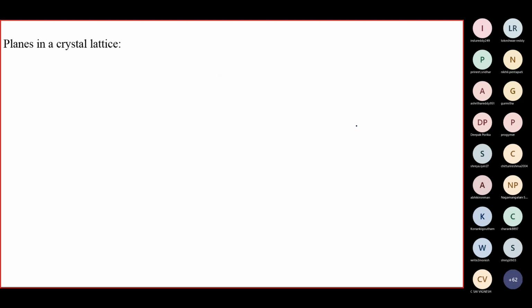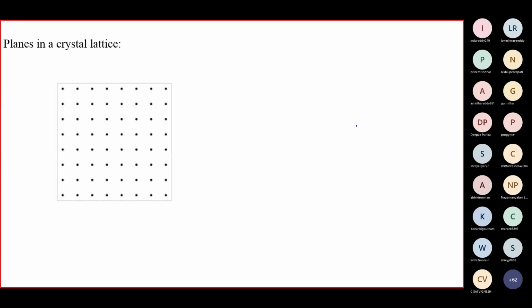Then what are planes in a crystal lattice? This is a crystal lattice, right? We already defined the basis vectors A, B, C, along with the angles alpha, beta, gamma. That means we defined the lattice parameters. Then we took the unit cell. Now we are talking about planes in a crystal lattice. What is the importance of a plane in a crystal lattice? Why do we need the lattice parameters? Can somebody say why we need lattice parameters?